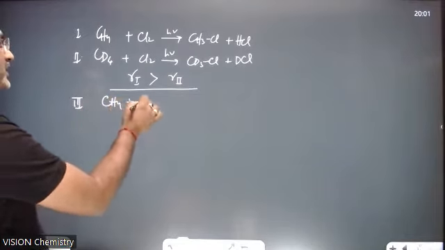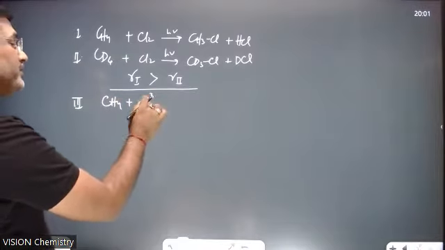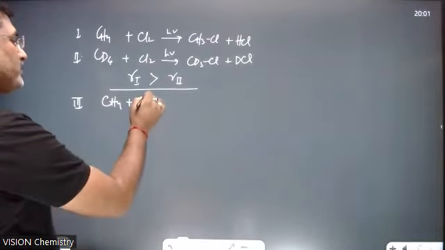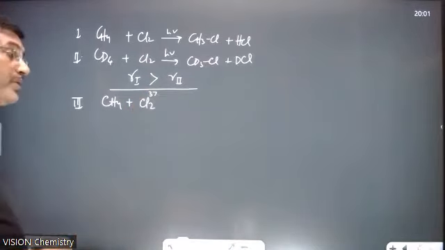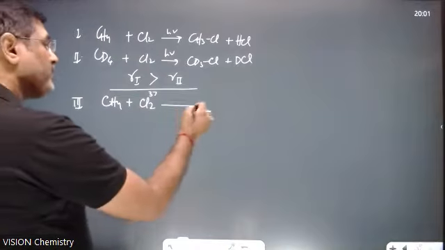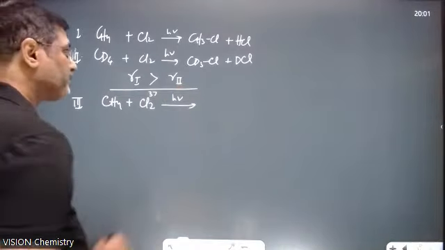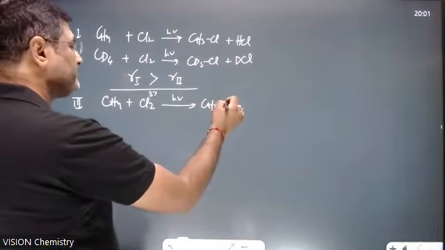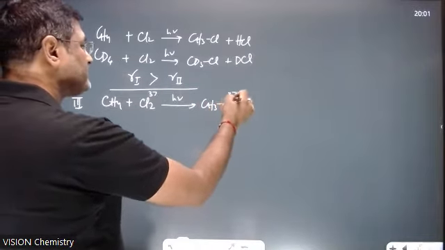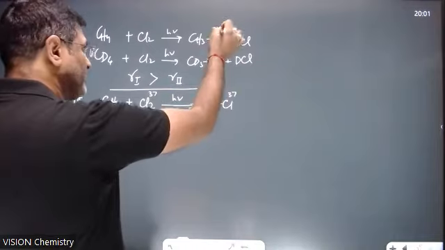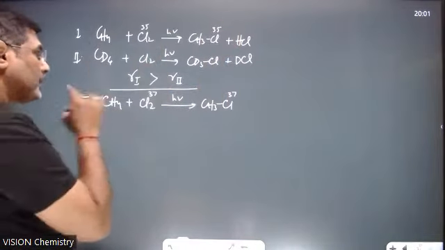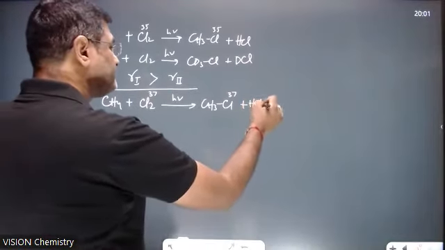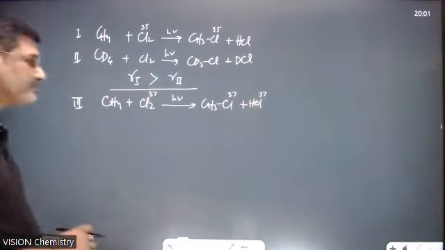CH4 plus Cl2 37, isotopic chlorine, in the presence of h nu. What you will get here? You will get here the CH3Cl. This one is 37, this one is certainly 35, plus HCl 37. Now what do you say?